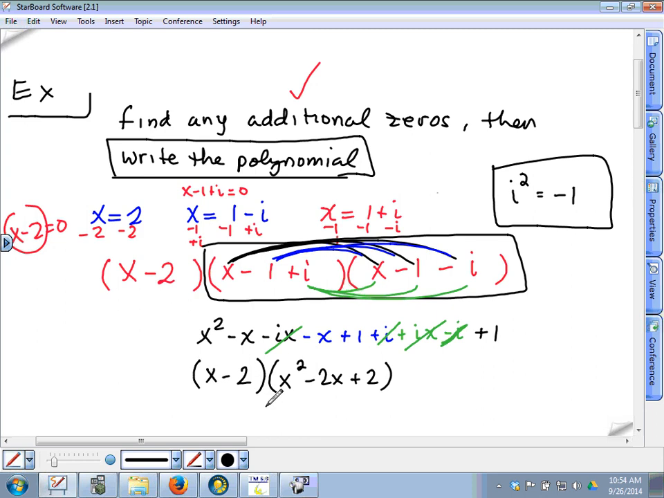You guys go ahead and give that a try. From here on out, you should be able to finish this. Multiply those two together. It's the same thing. You start with the x, and you multiply the x here, here, and here, and then you multiply the negative 2 here, here, and here. So go ahead and try that.